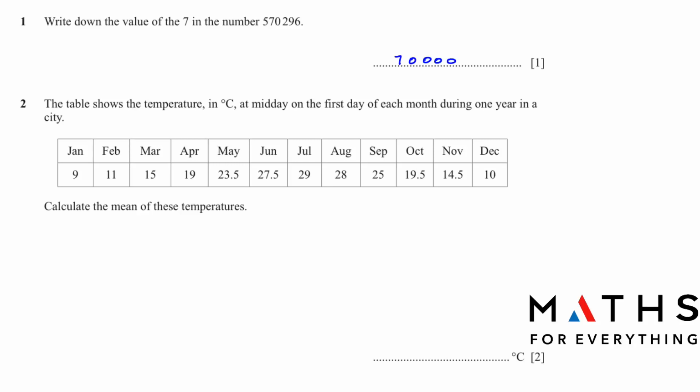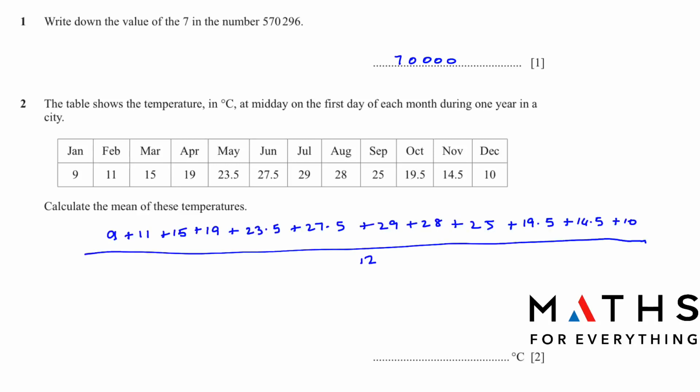The next question, the table shows the temperature in degrees Celsius at midday on the first day of each month during 1 year in a city. Calculate the mean of these temperatures. For this question, we have to add all the numbers and then divide by the total frequency. So how many months there are? 12 months. So we are going to add all the numbers and divide by 12. And this will give us 19.25.